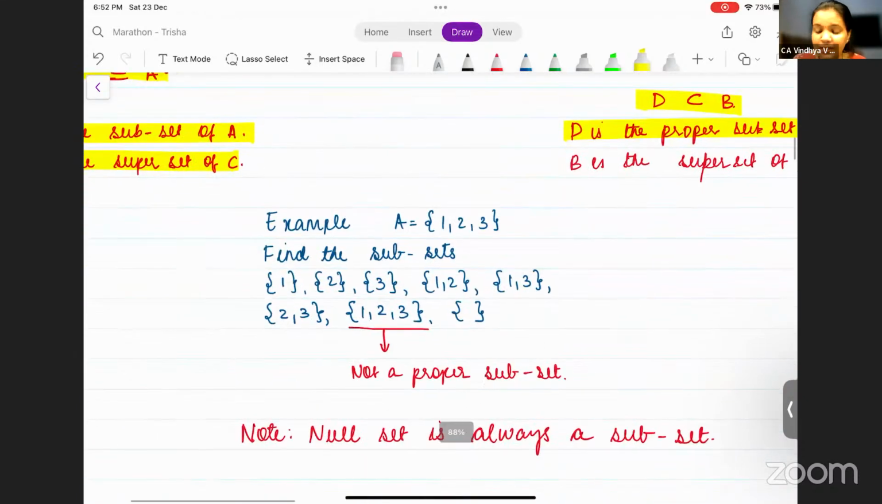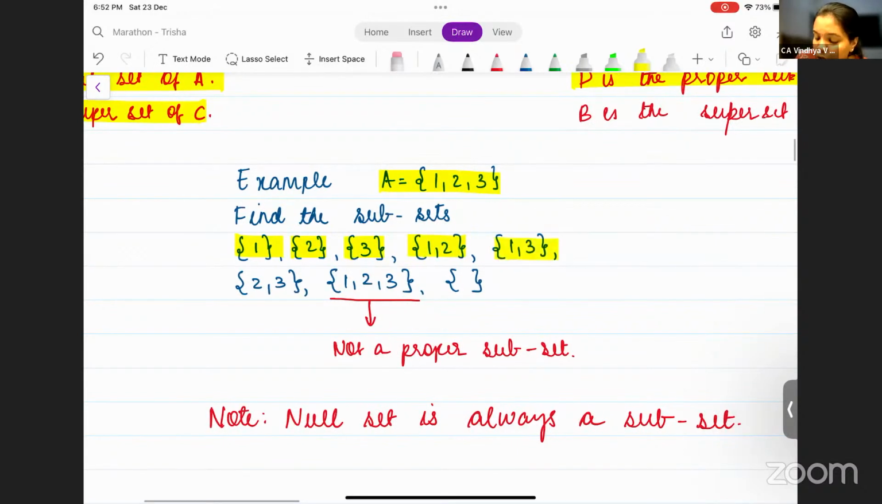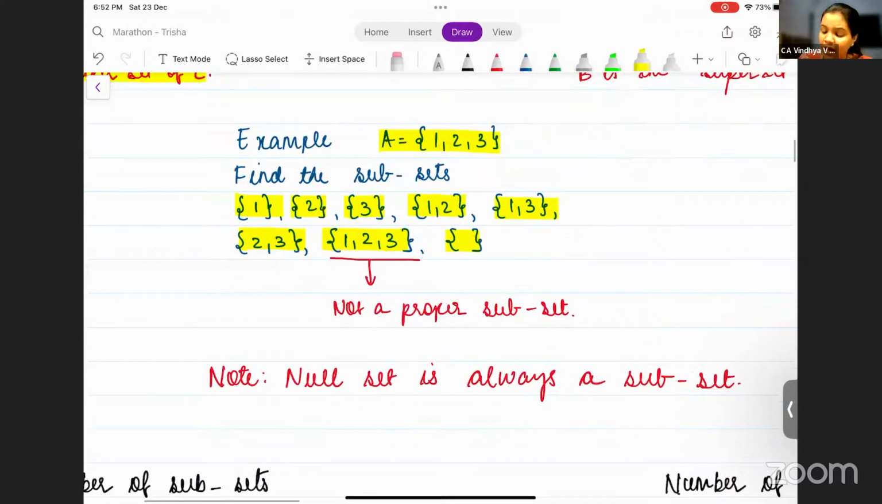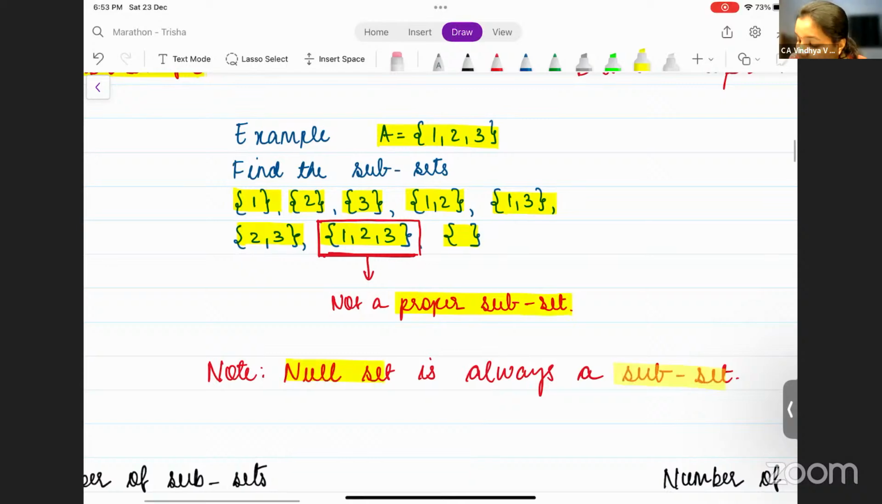Now, what are the possible subsets here? If a set is given as A = {1, 2, 3}, possible subsets are {1}, {2}, {3}, {1, 2}, {1, 3}, {2, 3}, {1, 2, 3}, and the null set. These are all the possible subsets that you have. But what you need to understand is that when a set has all the elements of the superset, that is not a proper subset. So other than {1, 2, 3}, the set which I've marked in red, all the remaining sets are proper subsets. The null set is always a subset.